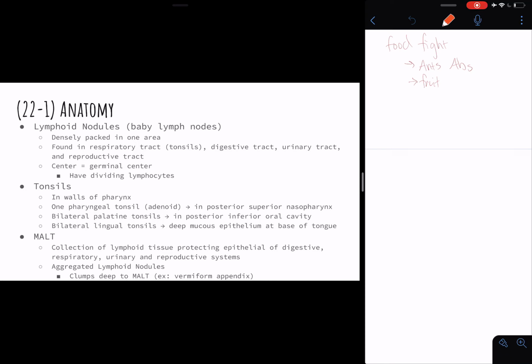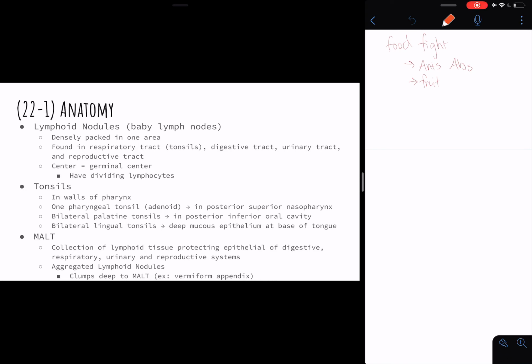These are baby lymph nodes, so they're not as big as lymph nodes, but they are small and they act similar to a lymph node. They're just not one of the major lymph nodes that we can really feel for. They are usually packed densely in one area, like the axillary region, the inguinal region, the cervical region, areas like that.